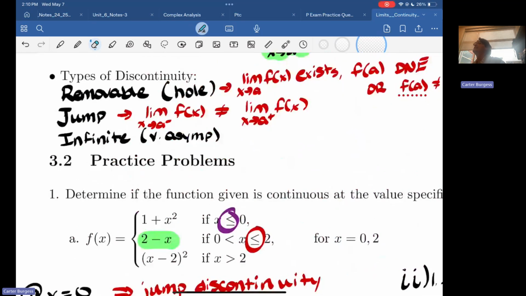Okay, and then an infinite discontinuity. An infinite discontinuity actually fails in a couple of different directions. But importantly, the limit as x approaches a value from either the left or the right is going to give you plus or minus infinity. Technically, you could say that means does not exist. We'll explore that a little bit more tomorrow.